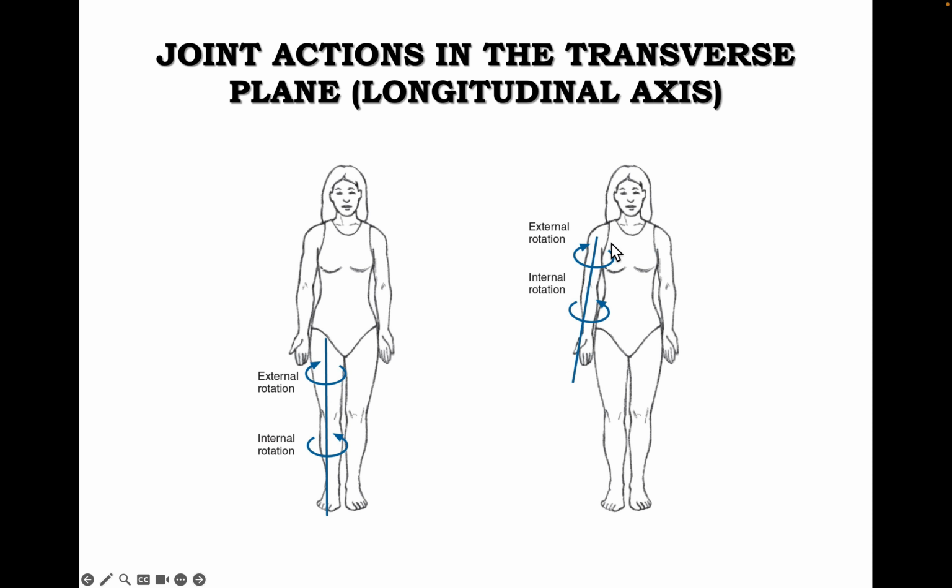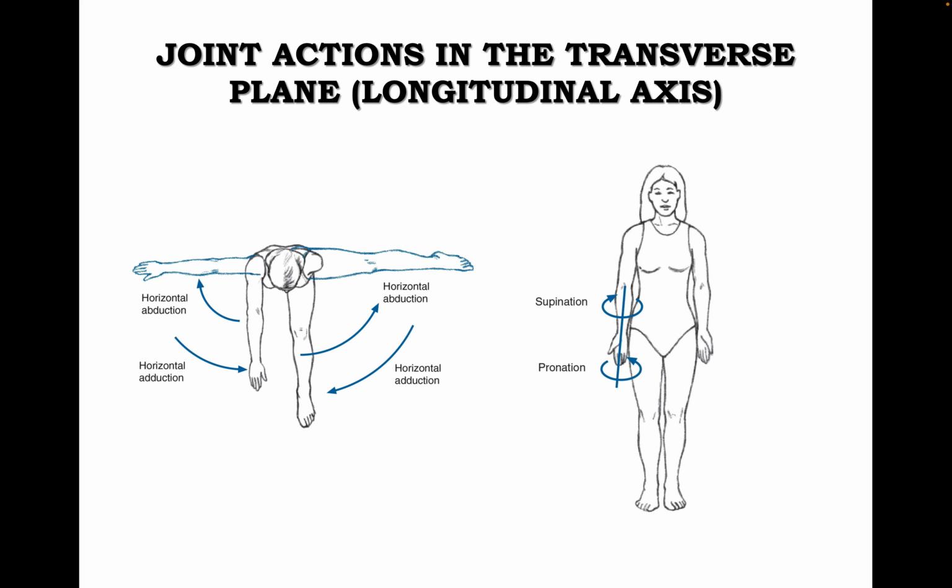Likewise, the same thing happens at the shoulder. External rotation, the thumb would turn to point out as your shoulder rotates. And then if your thumb starts to point in, that would be internal rotation. Again, any rotational movement occurs in the transverse plane, rotating around that longitudinal axis of rotation.